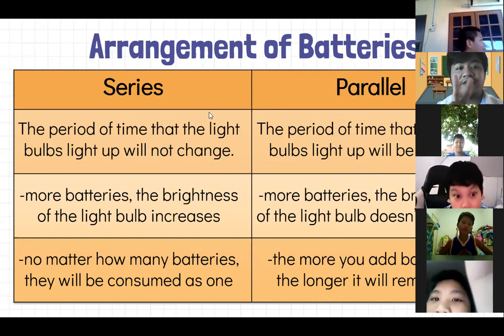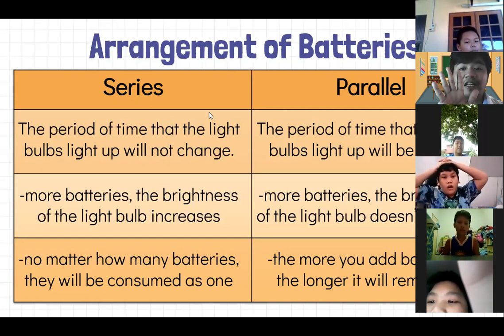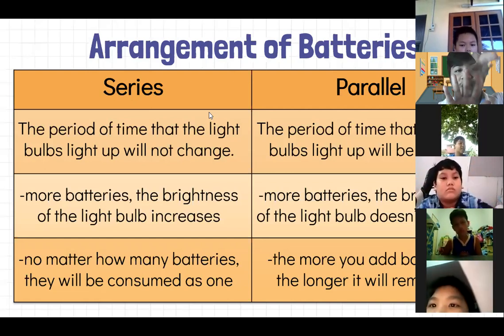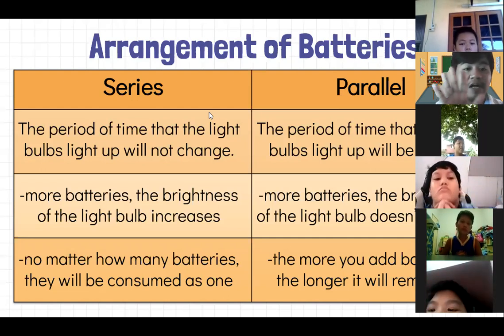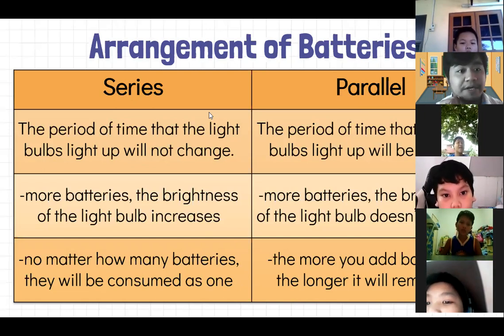And then we arranged 5 batteries in a parallel arrangement. So we have 2 hours, 2 hours, 2 hours, 2 hours, 2 hours. So we can consume the 5 batteries in 10 hours. Do you get it?